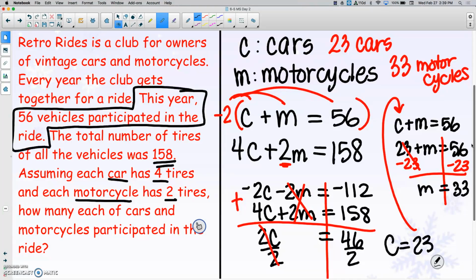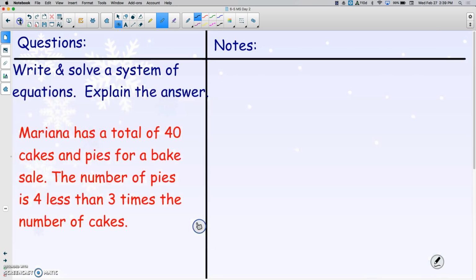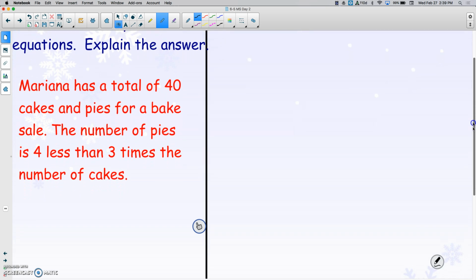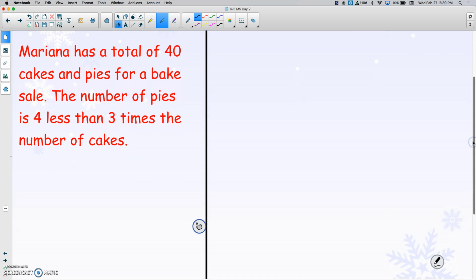So we answered the question, how many each of cars and motorcycles? 23 cars and 33 motorcycles participated in the ride this year. Our next example, Mariana has a total of 40 cakes and pies for a bake sale. The number of pies is 4 less than 3 times the number of cakes.